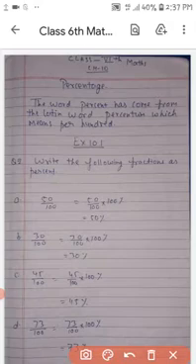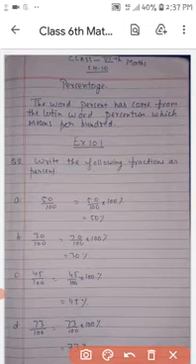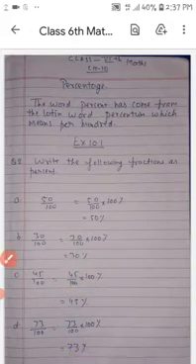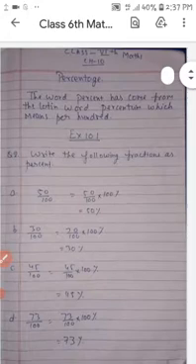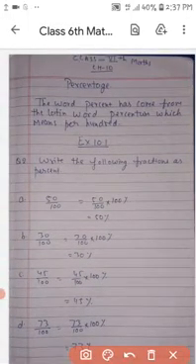Second part, 30 upon 100. Again multiply by 100 and write the percent sign. 100 cancel, 30%. 45 upon 100 into 100, write the percentage sign, and the answer is 45%. Now look at 73 upon 100 into 100, cancel. Now these are 73%, answer.